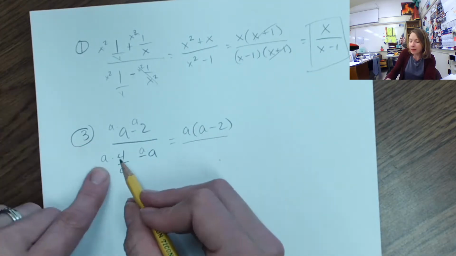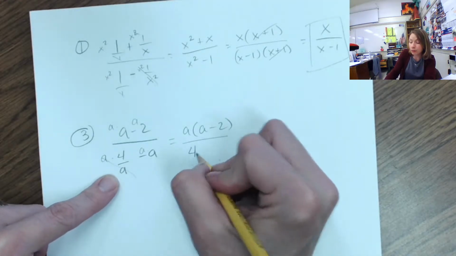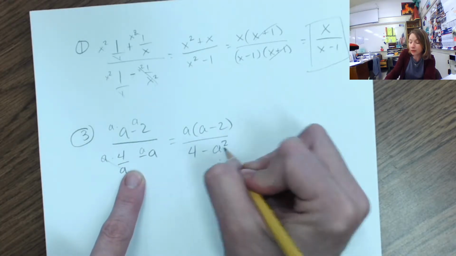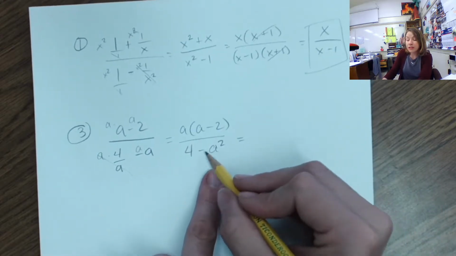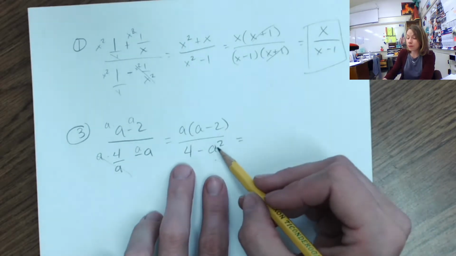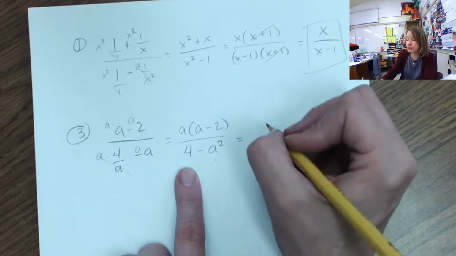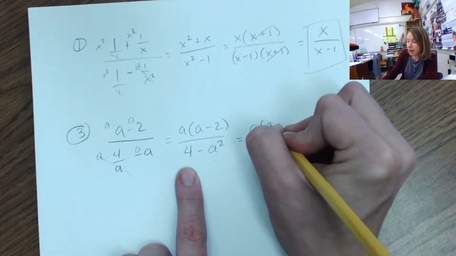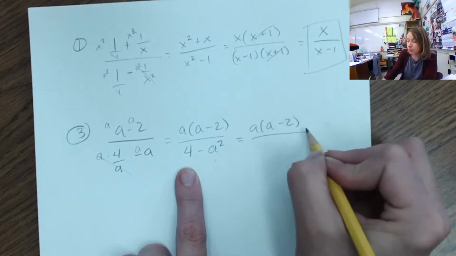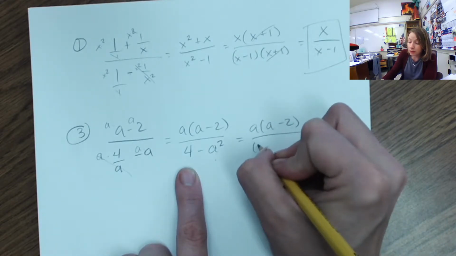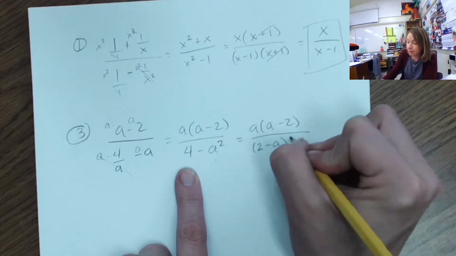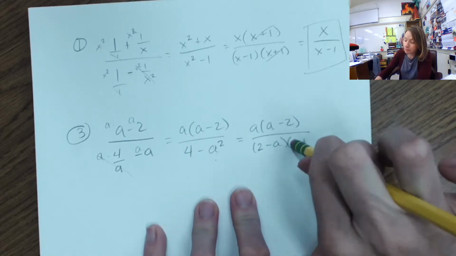And then on the bottom, I'm going to have my a's cancel, so I've got a 4 minus a squared. And in this one, remember, this is a difference of squares, but because I'm going to have some subtraction going on, I have to make sure to keep my pieces where they go. I can't just use the commutative property, because subtraction is not commutative, right? 2 plus a.